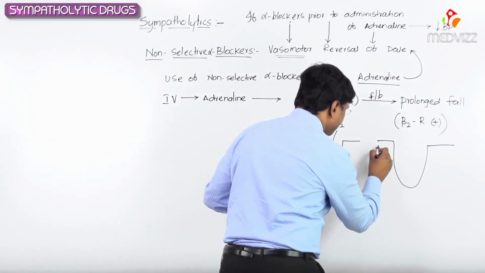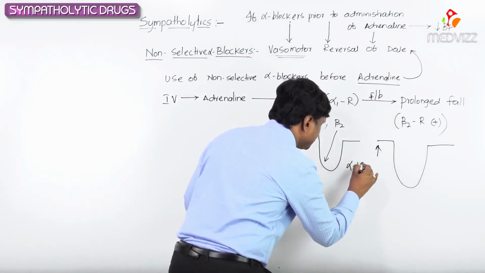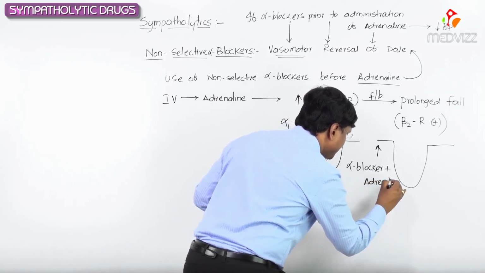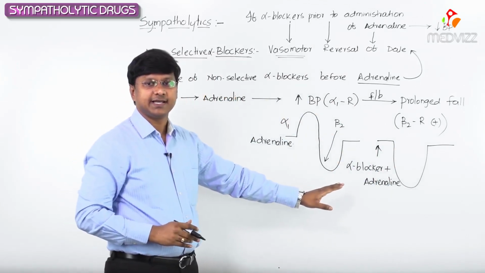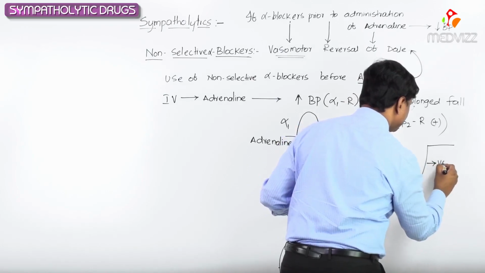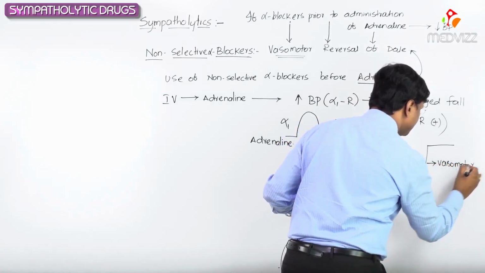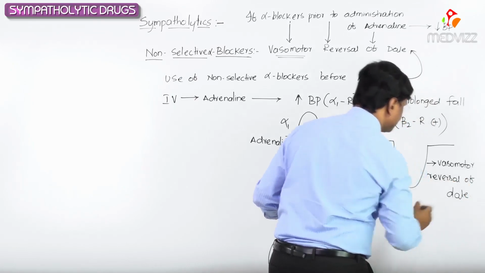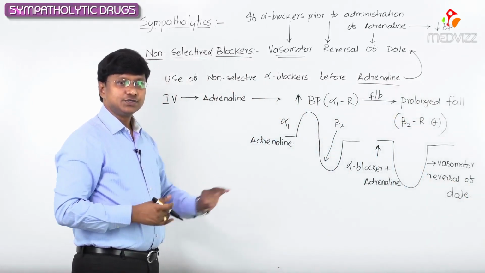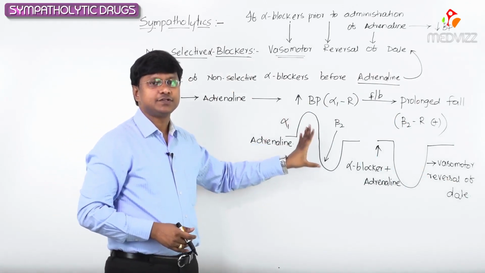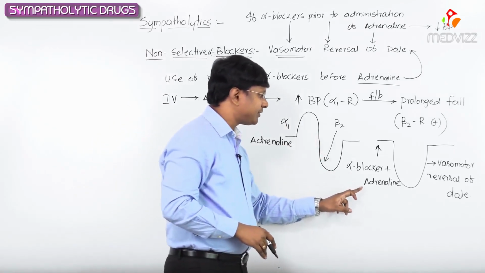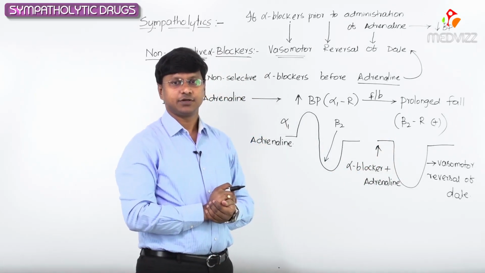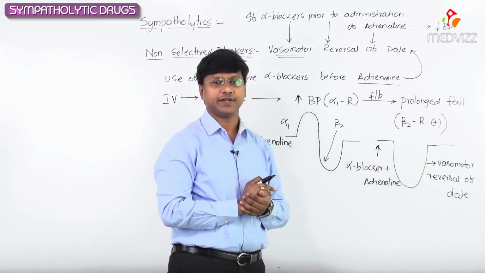So this will happen when you are giving alpha blockers first, followed by adrenaline. In this scenario you have what is called the vasomotor reversal of Dale. Alright, is that clear? So this is the effect of adrenaline on the blood pressure of the individual normally without giving alpha blockers. This is the effect of adrenaline on the blood pressure of the individual if it is given along with the non-selective alpha blockers. This is what is called the vasomotor reversal of Dale.